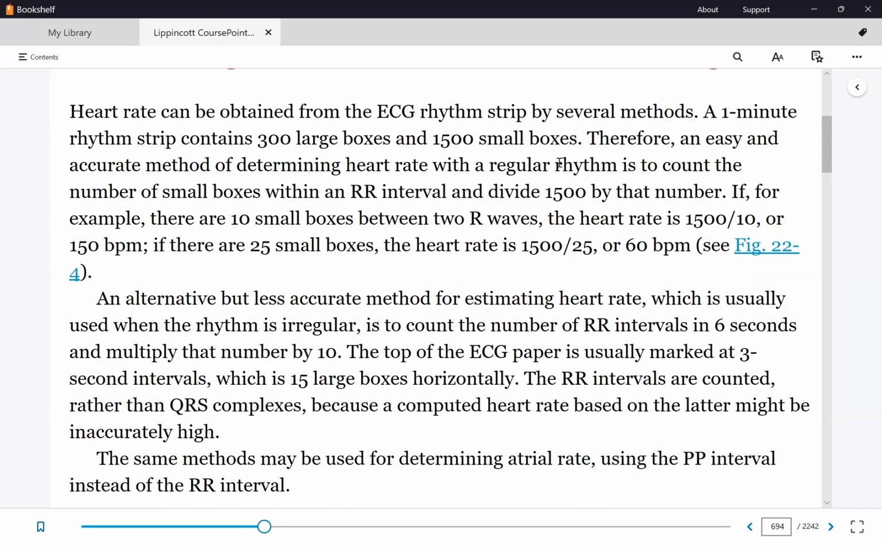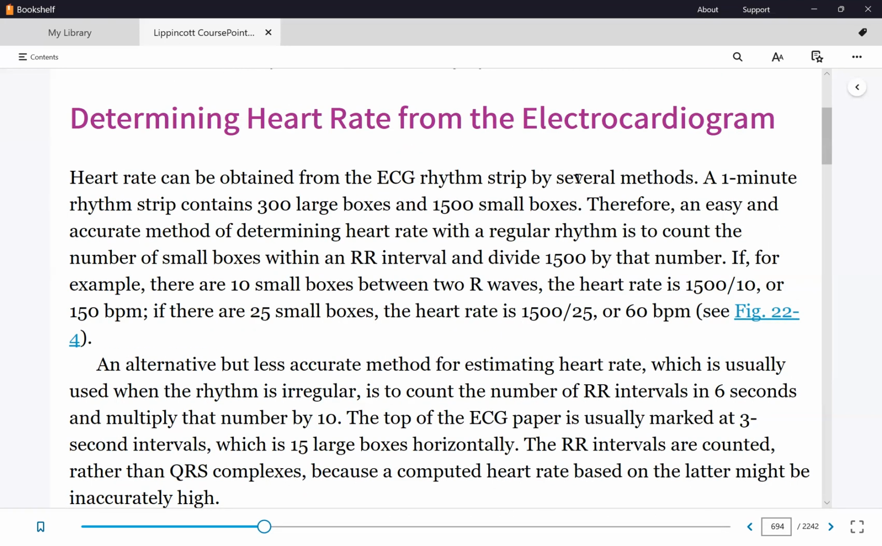Heart rate. We will use 3 methods as written in your textbook. Since I don't know which method you will use when I give you a strip, Stephanie may use the big box method, or maybe Mr. Soler will use the small box, or Ms. Idini will just count the number of PQRSTs. I don't know which method, so I'll give you a range for the choices.